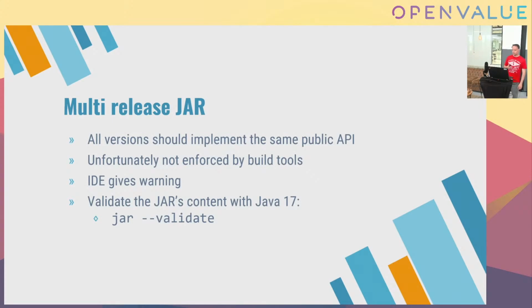One thing that you should really keep in mind is that the public API, so the public methods that the class has, should be the same, because else if you call that class, you might get runtime issues. The build tool doesn't automatically validate it, at least last time I tried it with Maven, but the IDE, so IntelliJ in my case, gives a nice warning, and from Java 17 you can also check it with this command to make sure that you have something that's working on all versions of Java.